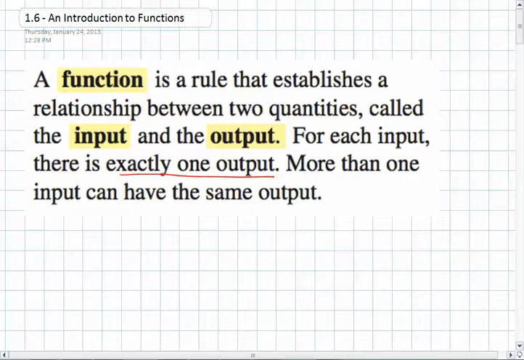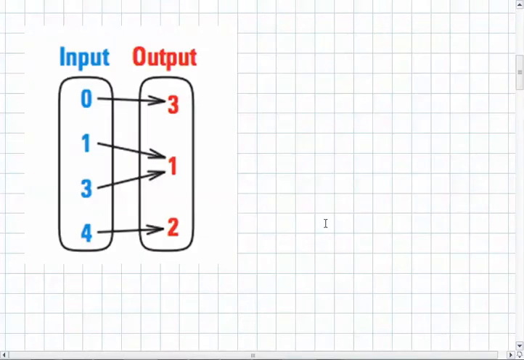So what could a function look like? Here's one. The input 0 gets mapped to 3, 1 gets mapped to 1, and 3 gets mapped to 1. This is okay. You can have more than one input go to the same output. And 4 gets mapped to 2. It's important to note at this point that one input can't go to more than one output. So for example, let's say I had 7 right here and 1 pointed to both. This would all of a sudden not be a function because 1 is pointing to 1 and 7. You can't point to 2. But it's okay if both 1 and 3 both point to the same output.